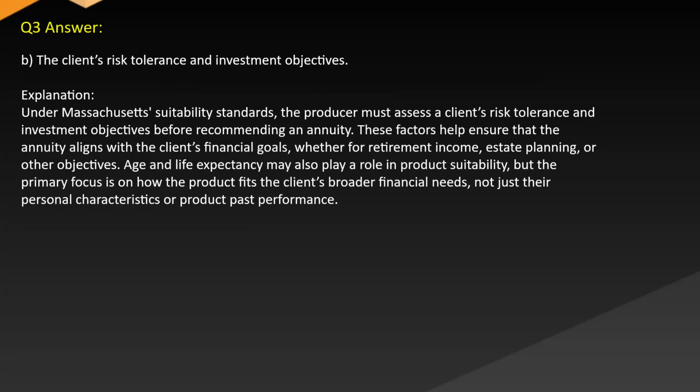Answer: B. The client's risk tolerance and investment objectives. Explanation: under Massachusetts suitability standards, the producer must assess a client's risk tolerance and investment objectives before recommending an annuity. These factors help ensure that the annuity aligns with the client's financial goals, whether for retirement income, estate planning, or other objectives. Age and life expectancy may also play a role in product suitability, but the primary focus is on how the product fits the client's broader financial needs, not just their personal characteristics or product past performance.